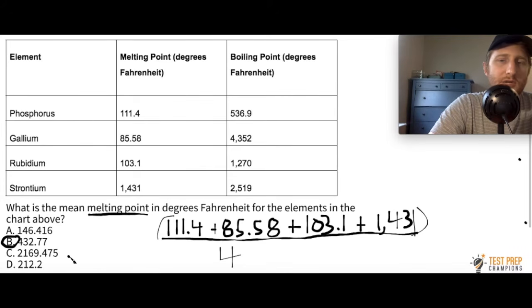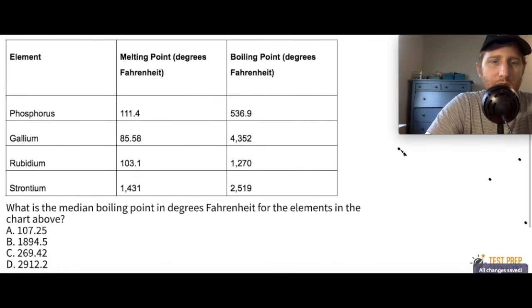If you got answer choice C, you did a really good job of calculating the mean for the boiling points, but the question was asking us to calculate the mean for the melting points. So the next question says, what is the median boiling point in degrees Fahrenheit for the elements in the chart above? So now's your chance to pause the video, take all the time you need to figure this out, and whenever you're ready, we'll go over the answer.